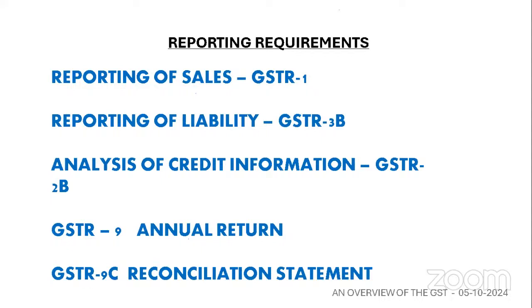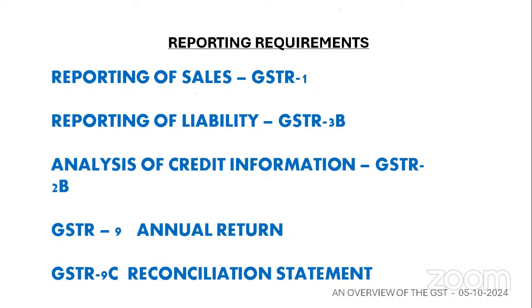And also the GST department will provide you a form called GSTR 2B, wherein it will give you the details of invoices for which you are eligible for credit. By looking at the purchase invoices in 2B, you can find out how much ITC you are eligible for.